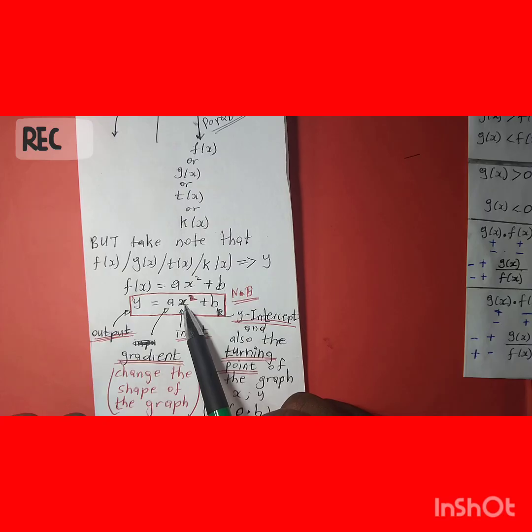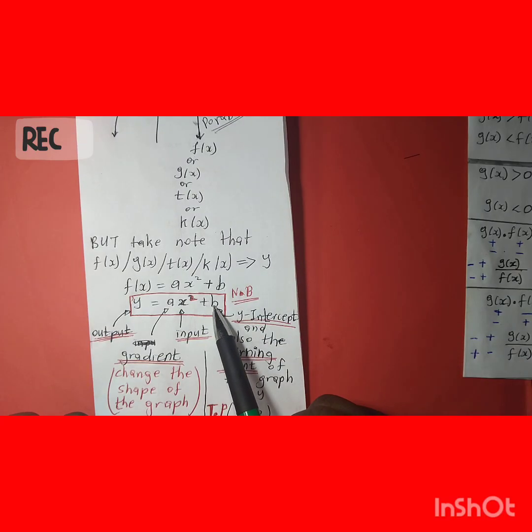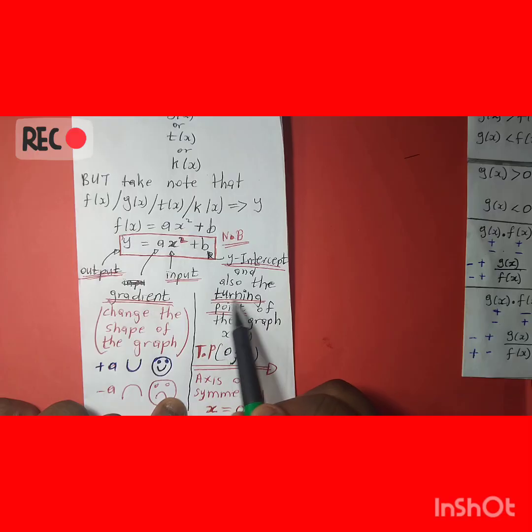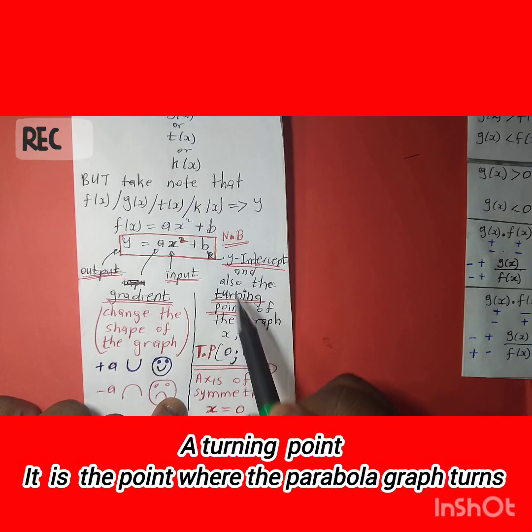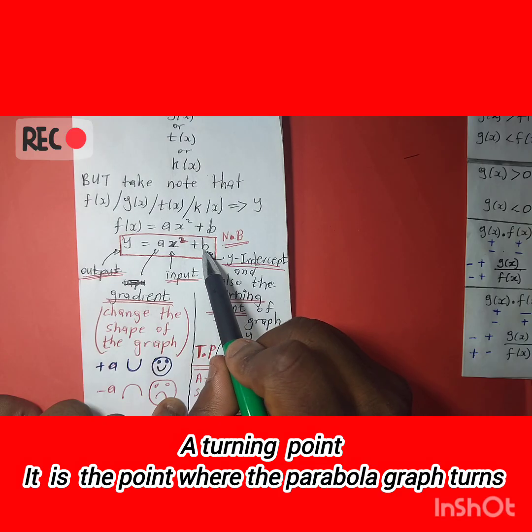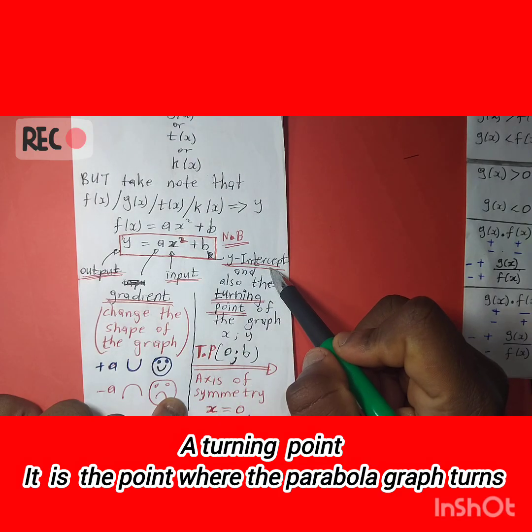It's your input, this one, and this one, b, is the what? The y-intercept. That y-intercept will also represent a turning point. That b will represent a turning point, and will also represent a y-intercept.